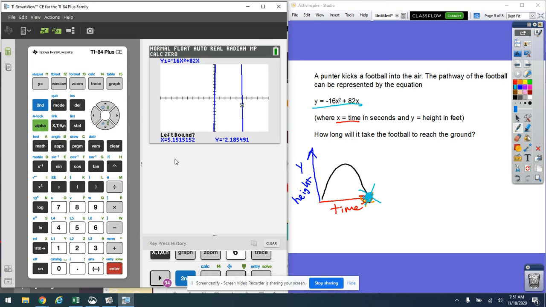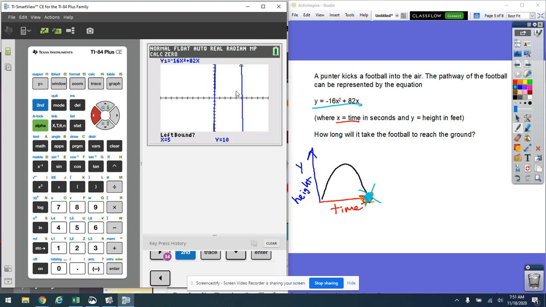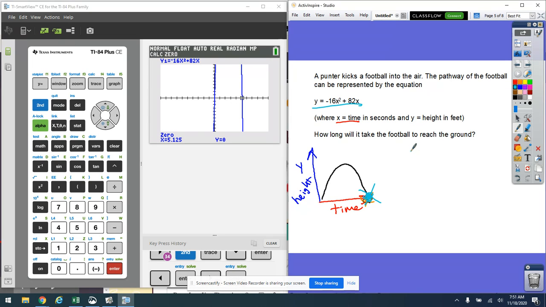So I do zero. And what I'm going to do is the left bound, the left side. If I trace it back up, there's left. If I go down, here's the right of it. And then my guess. So it looks like it hits zero at 5.125 seconds. And that's how long the football travels in the air, gets to its highest point, and then comes back down at 5.125 seconds. And that's how easy those word problem ones are using your calculator.